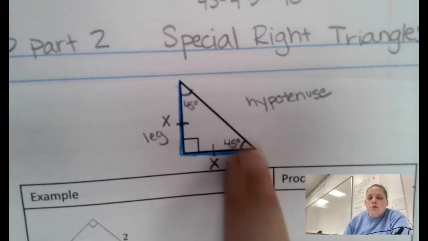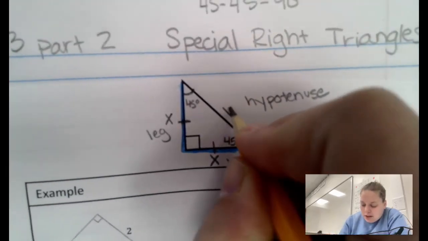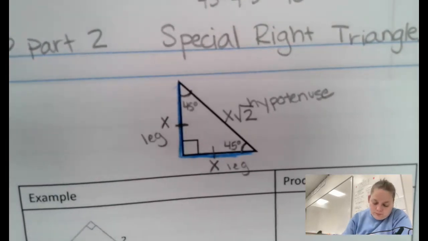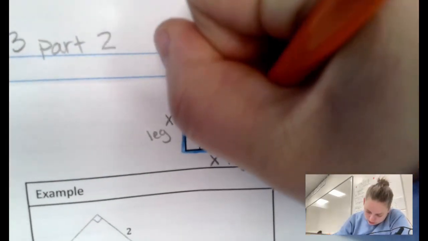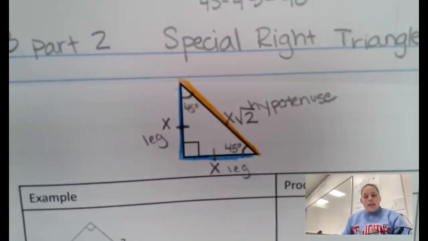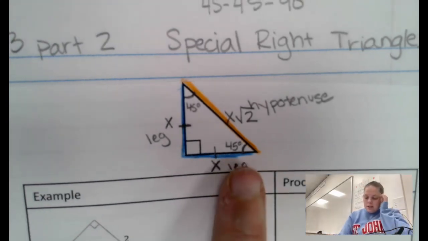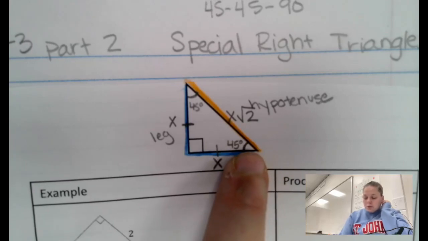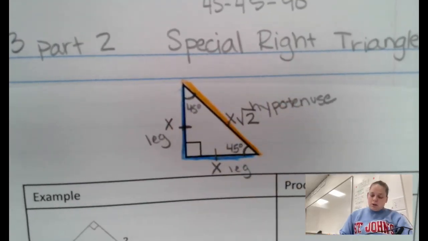And then using our Pythagorean theorem, we know that our hypotenuse will end up being x square root of 2. A little different pattern than before, because in the 30, 60, 90, remember it was 30 times 2 is 60, 30 times 3 is 90. This time it's 45 and 45, and then 45 times 2 is 90. So it creates this really special relationship here.